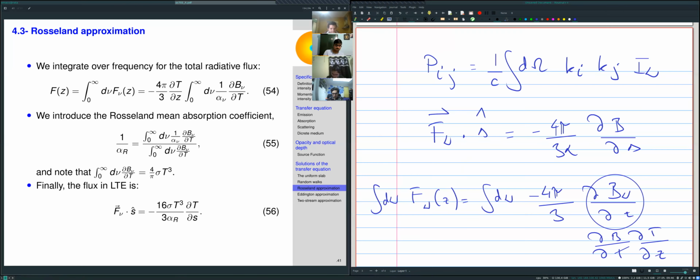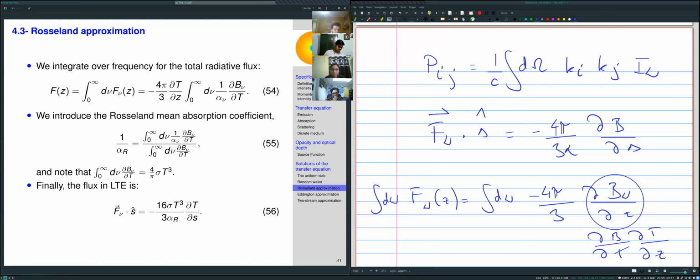So we replace all of this with this definition. We define the Rosseland mean absorption coefficient, and this is a rather complex definition of it. So this is a definition, and we use it in what follows to replace this whole expression that includes the microscopic processes.